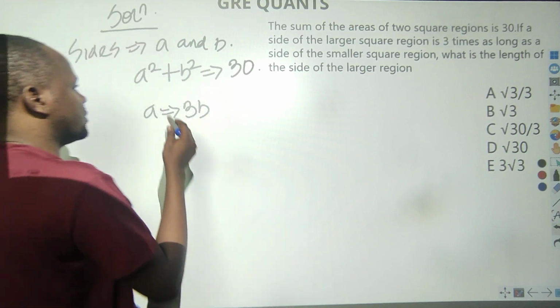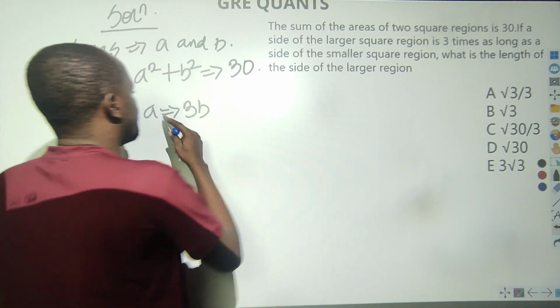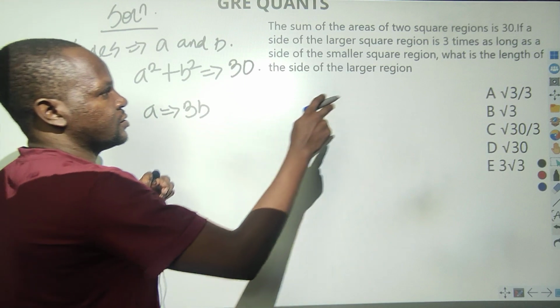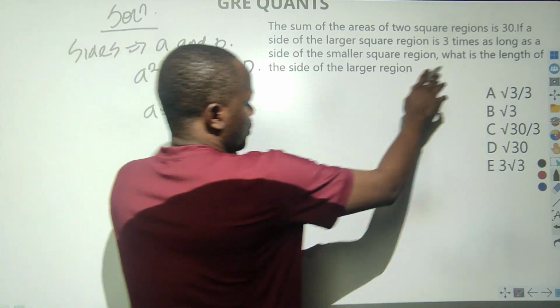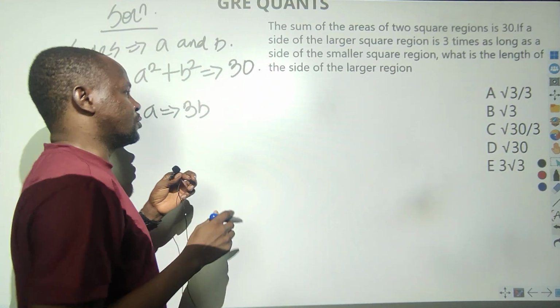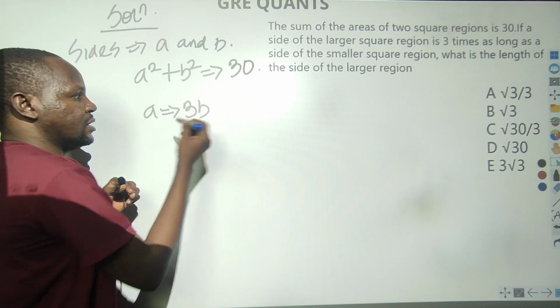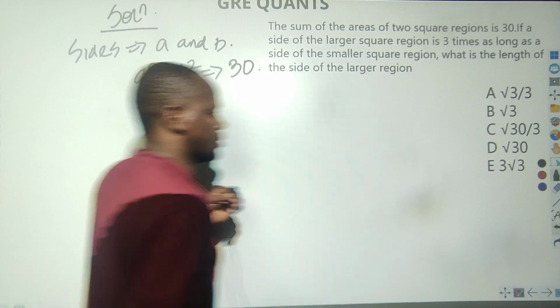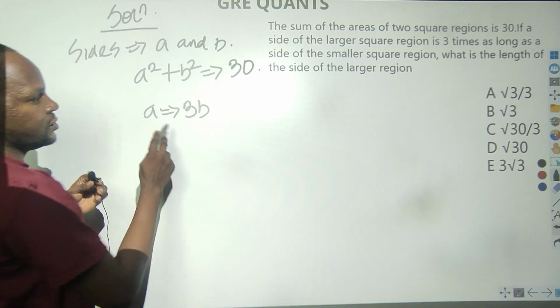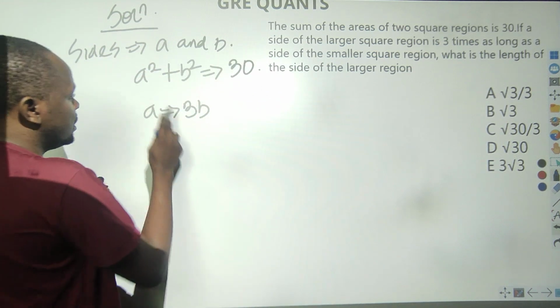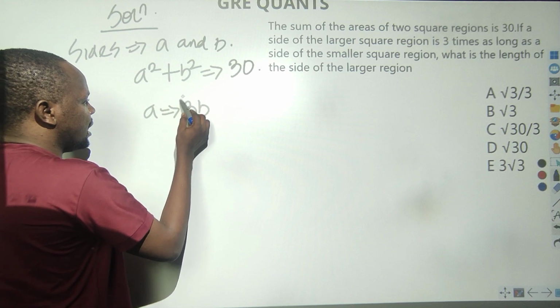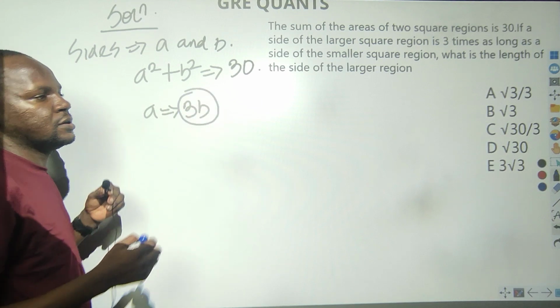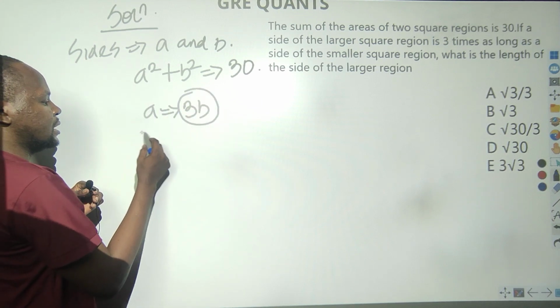So now, what I know, if I want to substitute this thing back, then the question says, what is the length of the larger region? So the larger region here is the A. So let me just do it one by one. If you look at this here, guys, I am substituting where I see A, I want to put this guy. So if I put this guy now, I'm going to have 3B squared.